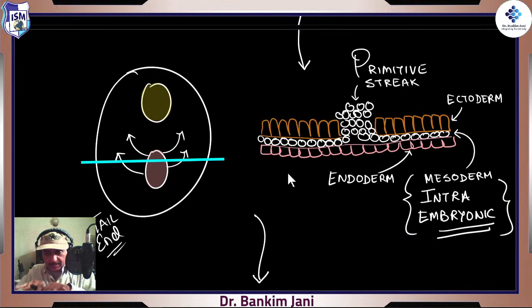So thus the entire disc is now the surface, and it has ectoderm, mesoderm and endoderm, those three layers formed. Okay. This mesoderm is between these two layers, so this is called the intraembryonic mesoderm.